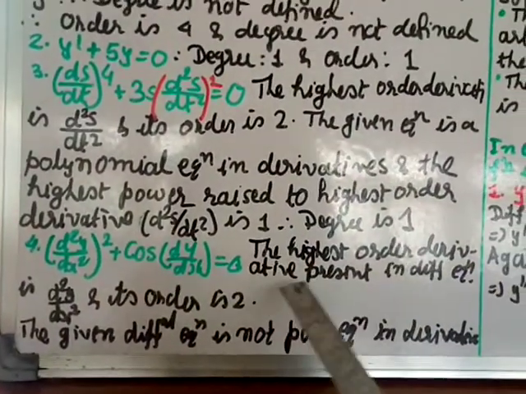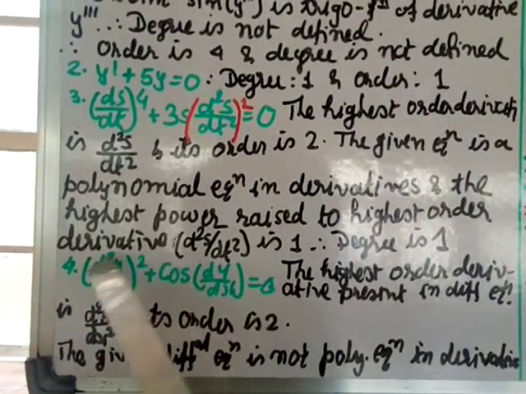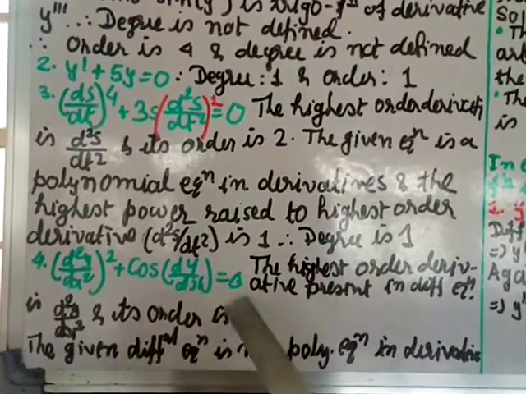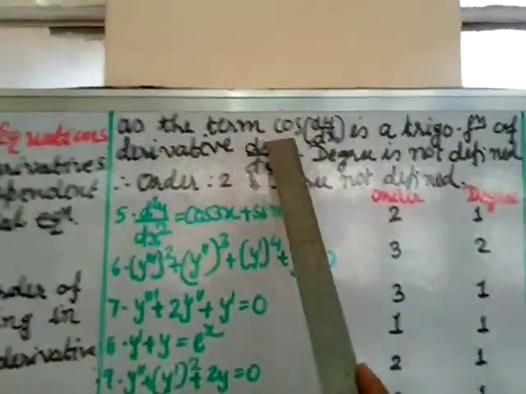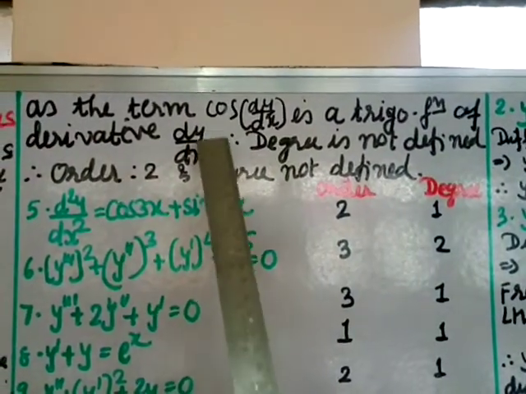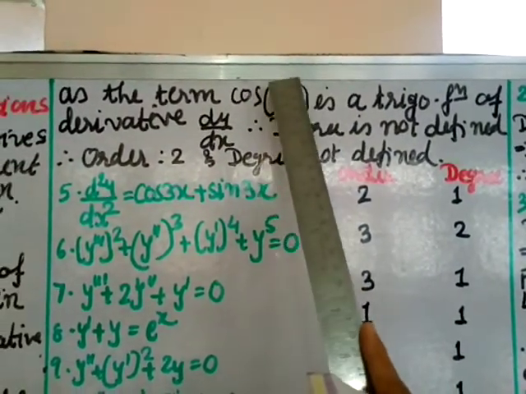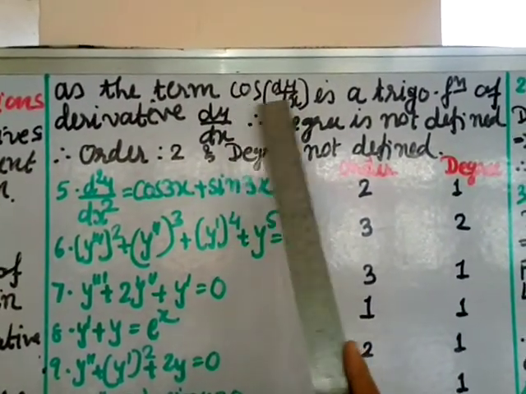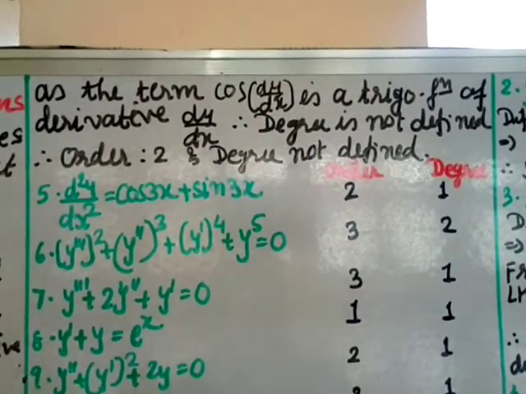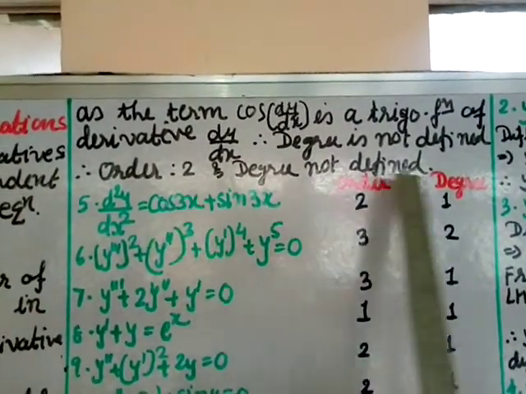The highest order derivative present in the differential equation is d square y by dx square, and its order is 2. So the order of this equation is 2. The given differential equation is not a polynomial equation in derivatives. Why? Because of this term. As the term cos dy by dx is a trigonometric function of the derivative dy by dx, therefore degree is not defined. Okay, the cos dy by dx is not only a trigonometric function, but it is a function of the derivative dy by dx. Therefore the degree is not defined. Order is 2 and degree is not defined.